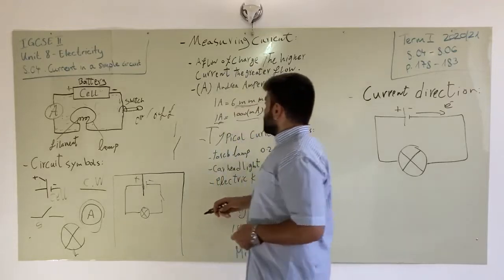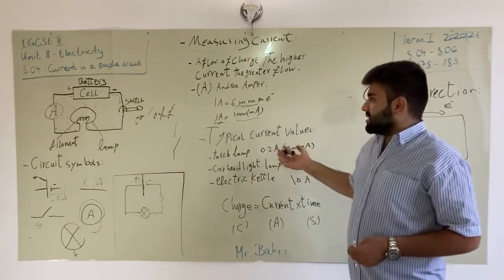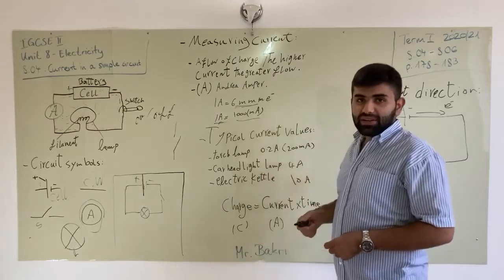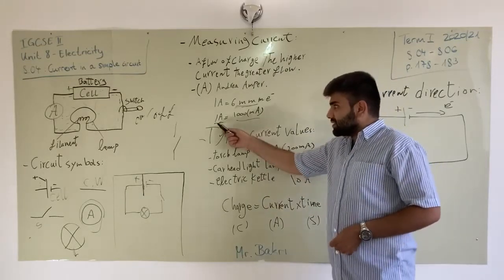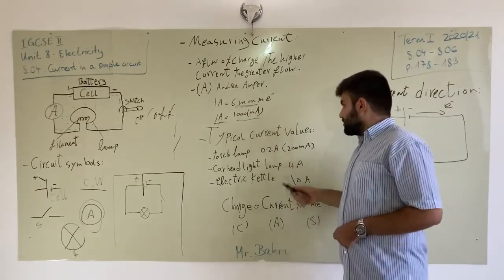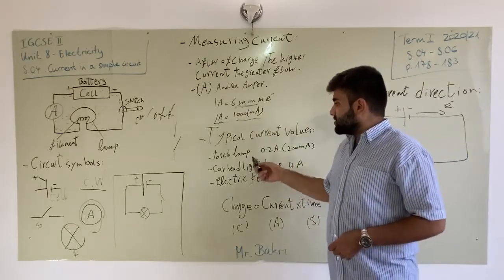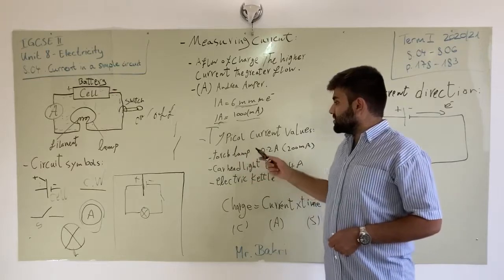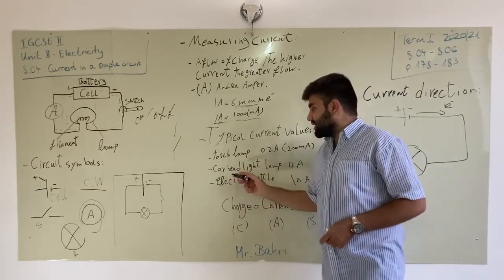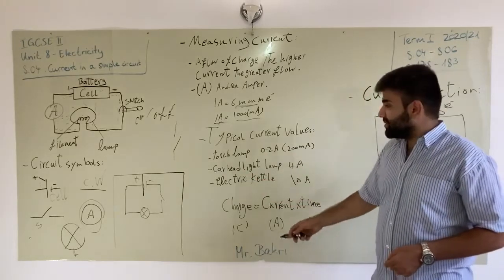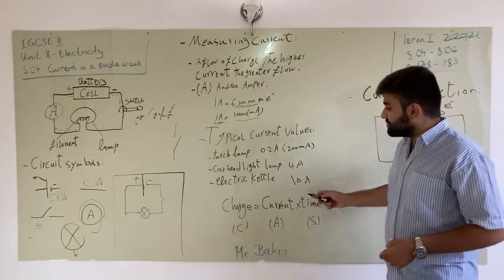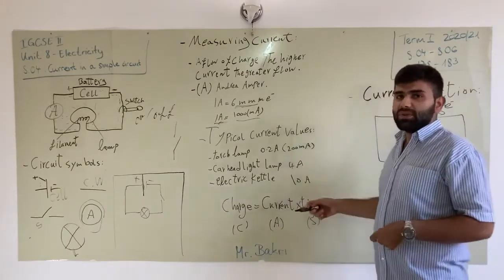Okay? So here are some typical current values. For the torch lamp it is 0.8 ampere. That means, including this, it's 0.2, so 200 milliampere, or 0.8 with 0.2 ampere. And the car headlight lamp is 4 ampere, and the electric kettle is 10 ampere, as you can see here. So we're talking about the charge.